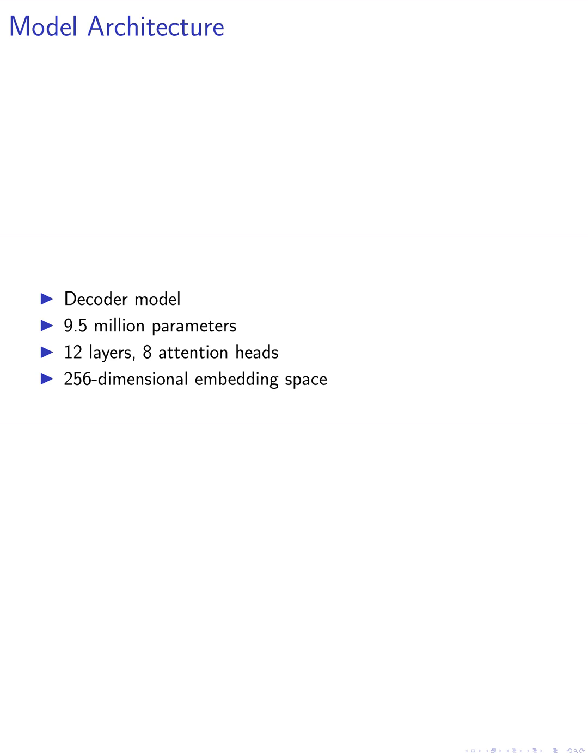The transformer model we use has a specific architecture. It is a decoder model with 9.5 million parameters, 12 layers, 8 attention heads, and a 256-dimensional embedding space. These parameters were chosen based on previous work and have proven to be effective in our model.